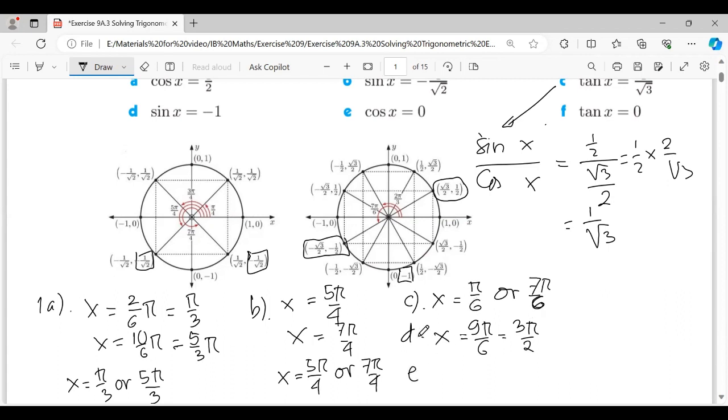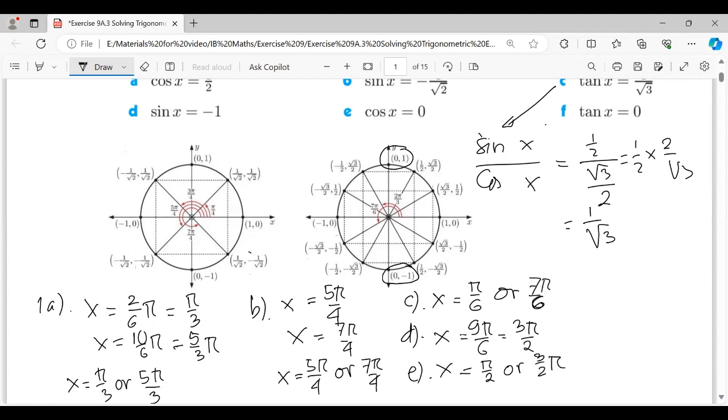E. Cosine x equals 0. Cosine x equals 0, so the first number is 0. So x equals half pi, or 3 half pi.